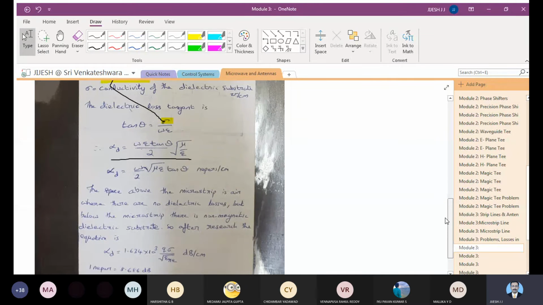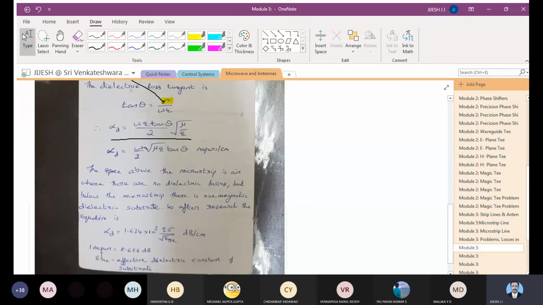So this equation you have to study. You are not deriving it from anywhere. You are directly writing the equation for alpha D as 1.634 times 10 to the power of 3 q sigma by root of epsilon Re, where 1 Neper indicates 8.686 dB. Here epsilon Re is the effective dielectric constant.